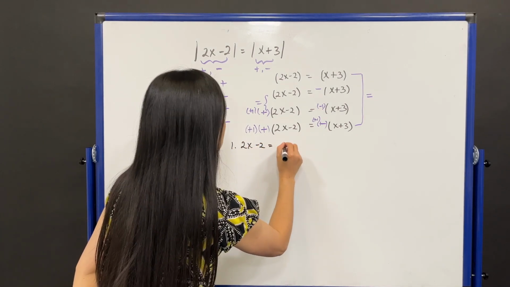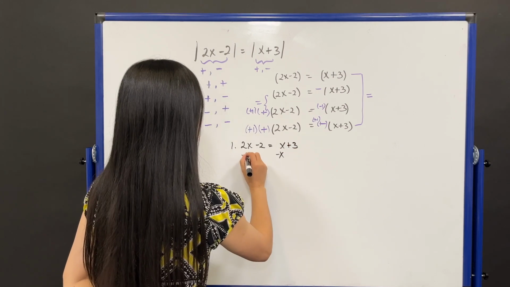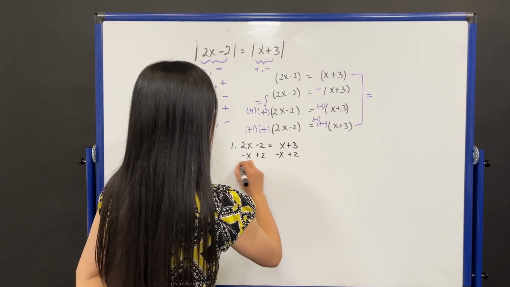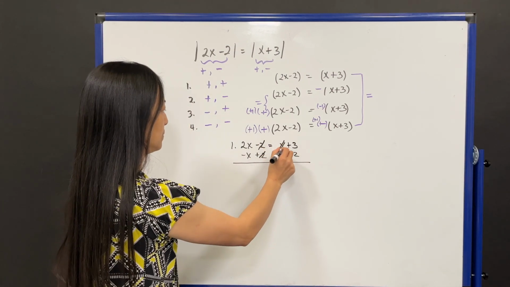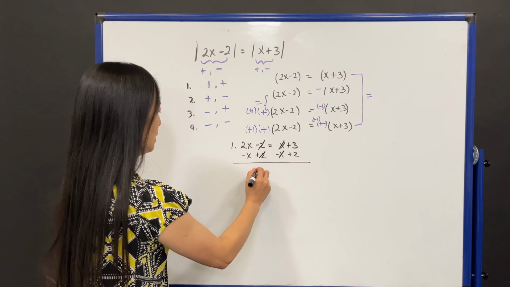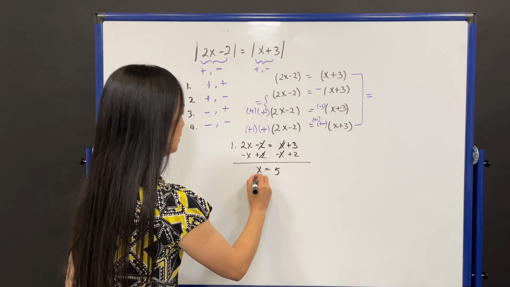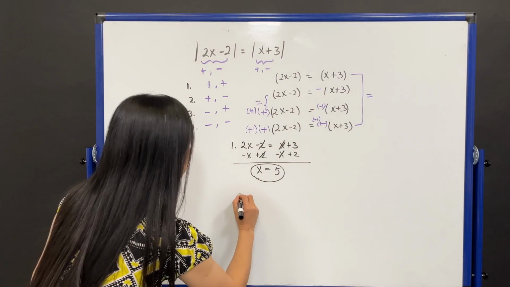Let's solve our first equation. 2x minus 2 is equal to x plus 3. We're going to subtract x on both sides to get rid of the x, add 2 on both sides to get rid of the 2. This will cancel, this will cancel. 2x minus x is equal to x. 3 plus 2 is 5. That's our first solution.